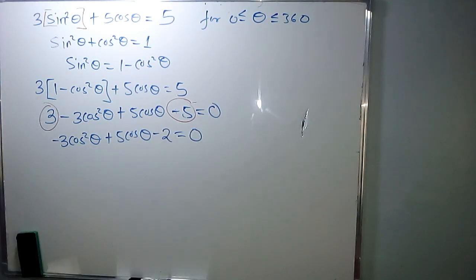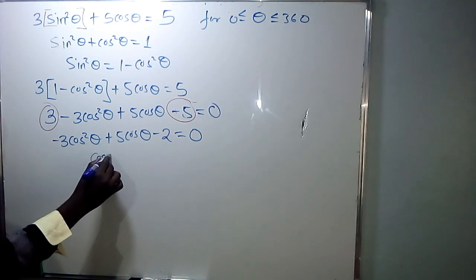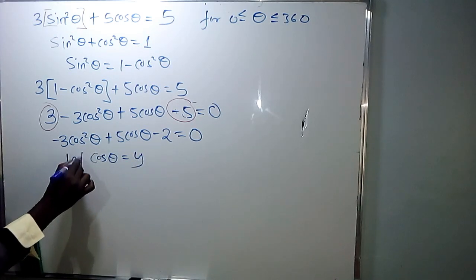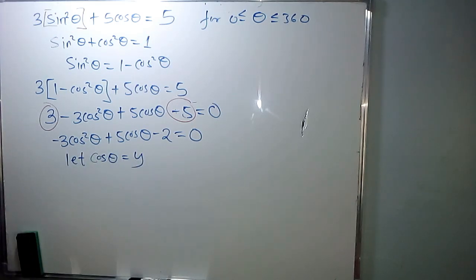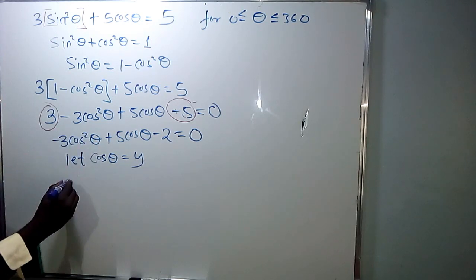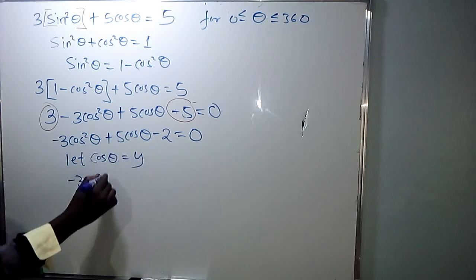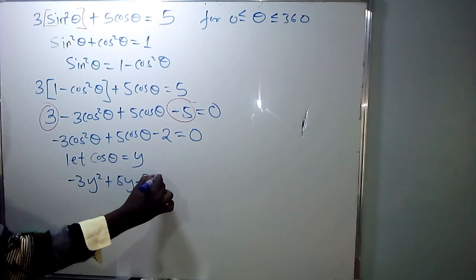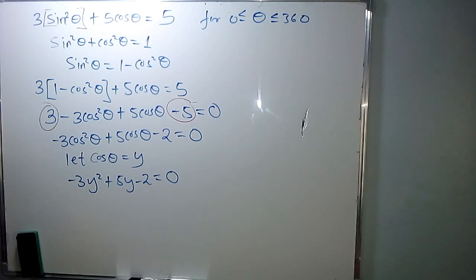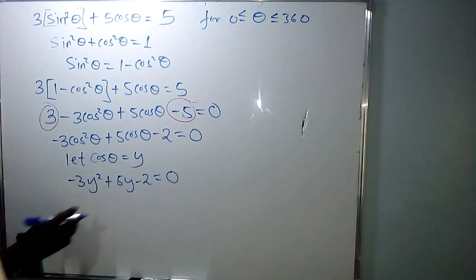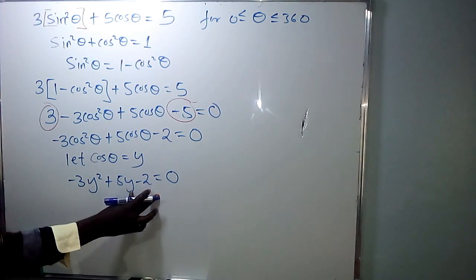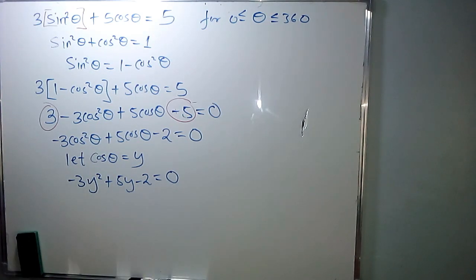So you can let cos theta be y, so that you are able to see the standard quadratic equation there, isn't it? So let cos theta be y. Where there is cos theta, you put y. So we are going to have negative 3 y squared plus 5y minus 2 is equal to 0. Are we together? Where there is cos theta, we substitute with y. So in that equation, we now have negative 3y squared plus 5y minus 2 equals 0.